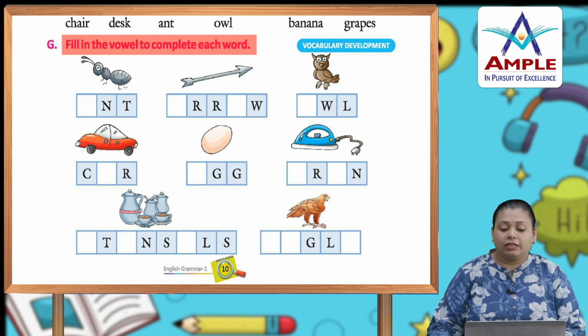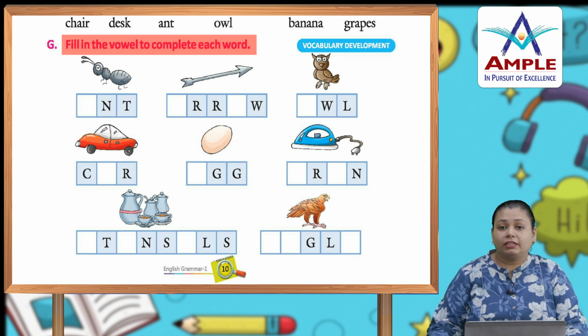A. Now the next one is arrow, A double R O W, arrow. The third one is owl, O W L, owl. You know what the fourth picture is? Yes, it's a car. The next picture is egg, and the next picture is iron. This is utensils. Okay, and the eagle.